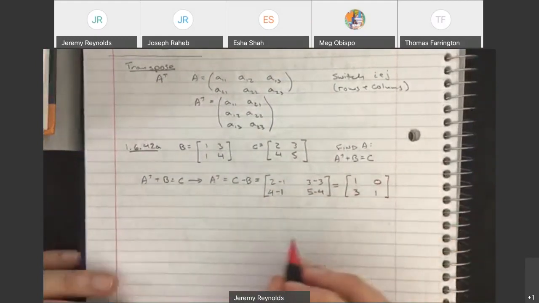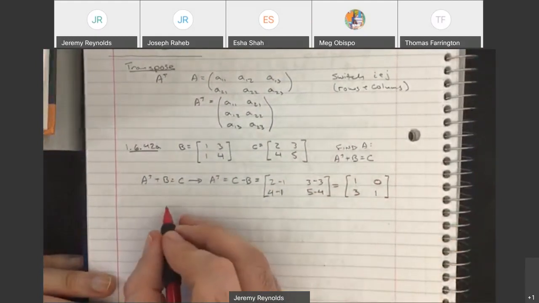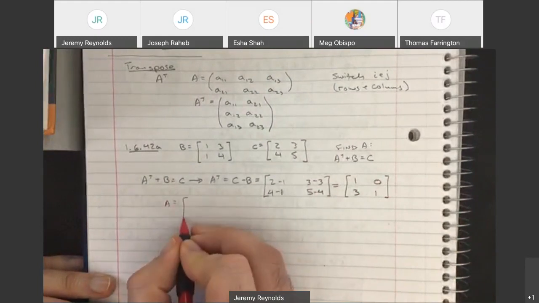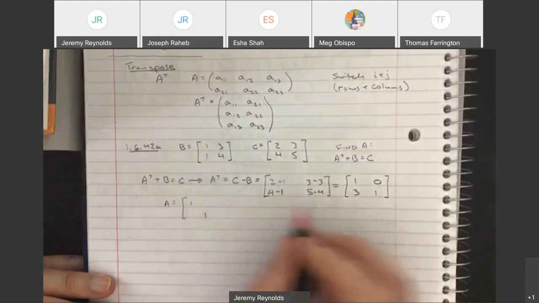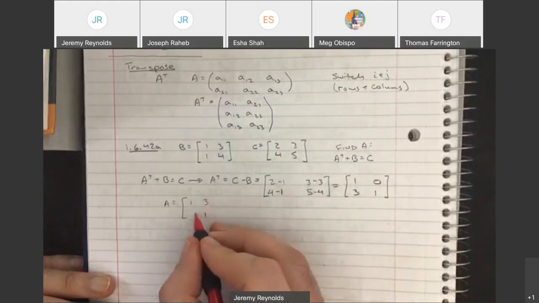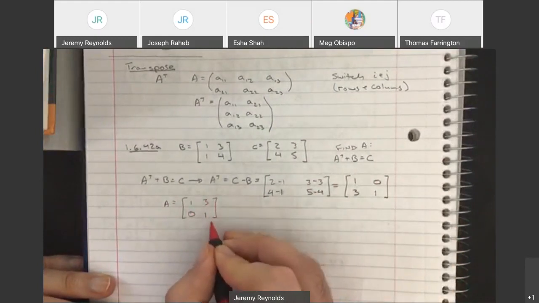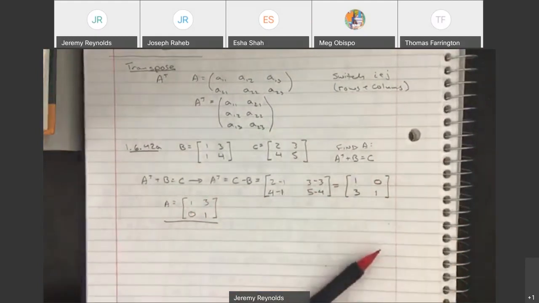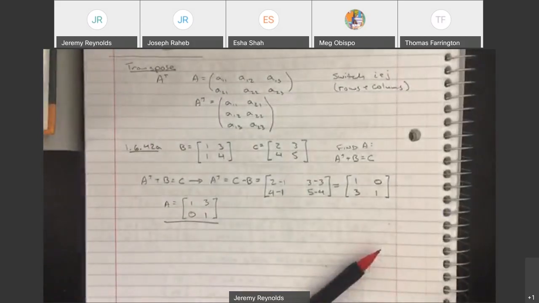So remember that's A transpose. So if A transpose equals that, then A is just going to equal flipping the rows and columns. We get 3, 0. That's going to be our A. So transpose, nothing too complicated, but it's kind of a new idea. So just make sure you're familiar with what that means.